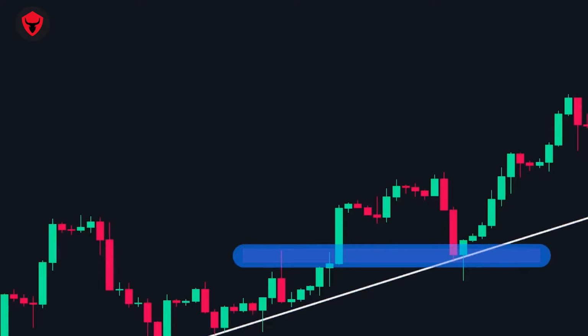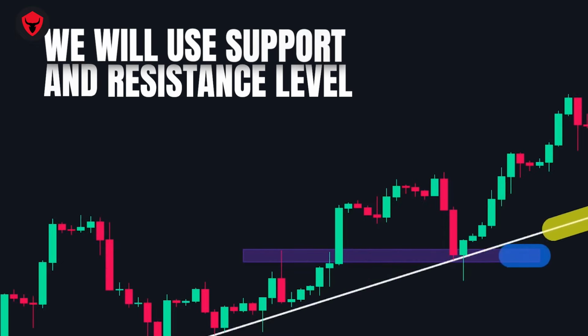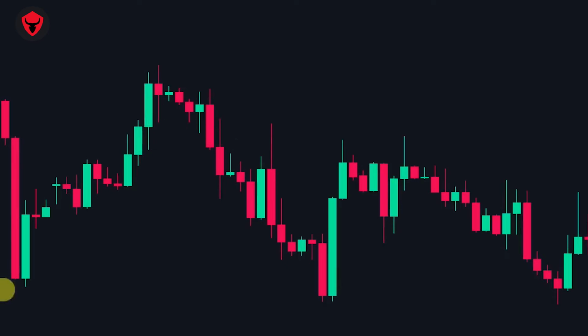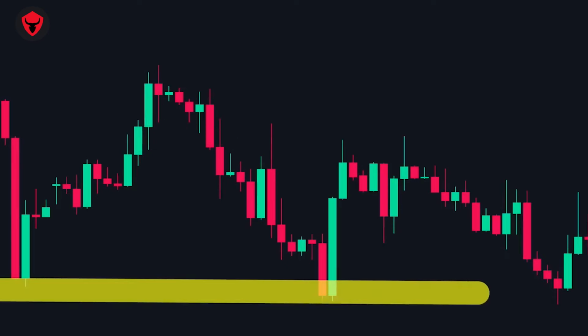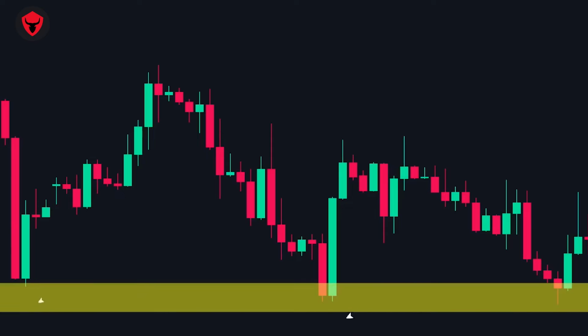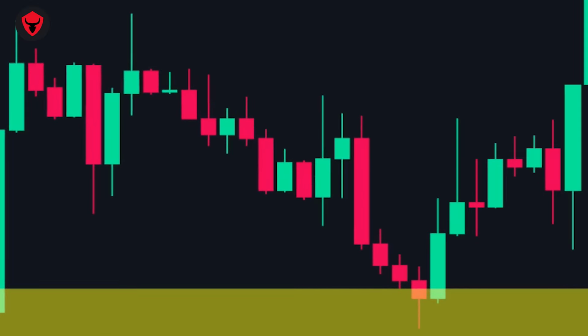To integrate candlestick patterns with price movement, we'll use support and resistance levels, as well as trend lines. For example, suppose the price was in a downturn, but found support in a specific area. We see 2 reversals at this level and classify it as a support level. When the price reaches this support level for the 3rd time, we expect it to find support, but we'll need to wait for candlestick confirmation.